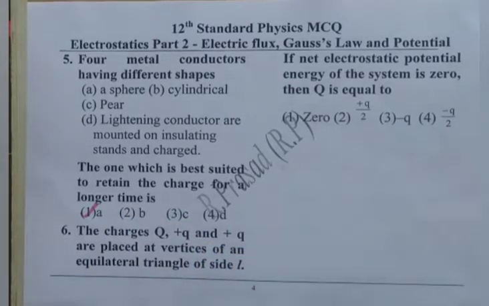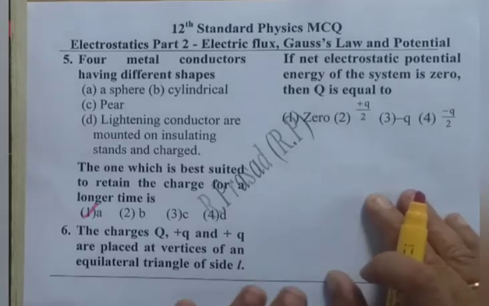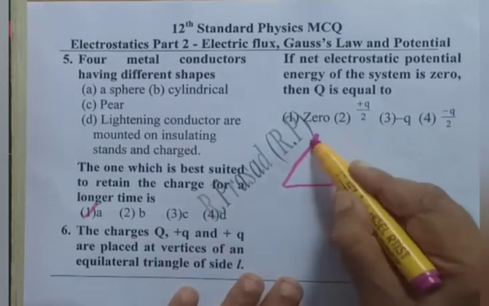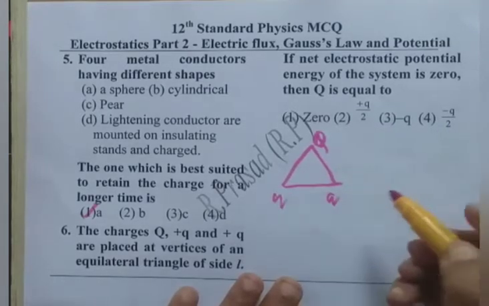We read the sixth one. The charges plus Q, plus Q and plus Q are placed at the vertices of an equilateral triangle of side L. If the net electrostatic potential energy of the system is 0, then Q is equal to? We write a diagram there. This is Q, this is Q, this is Q.